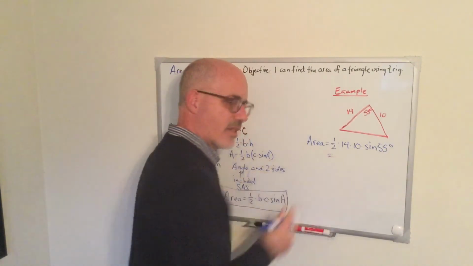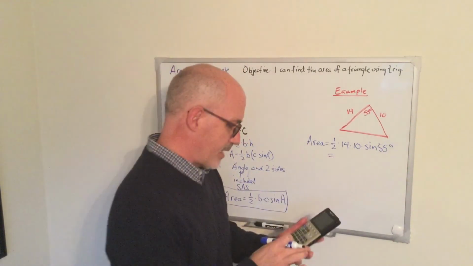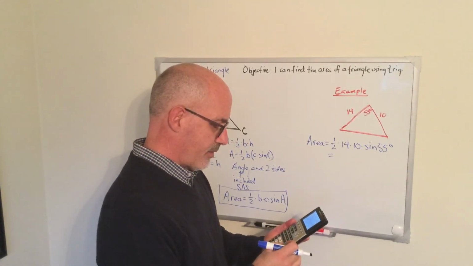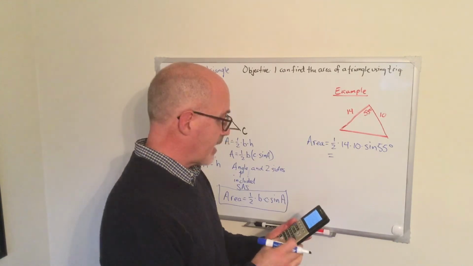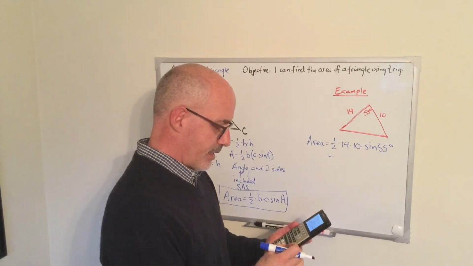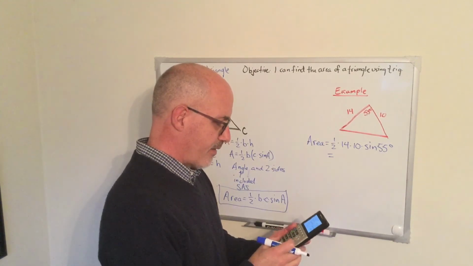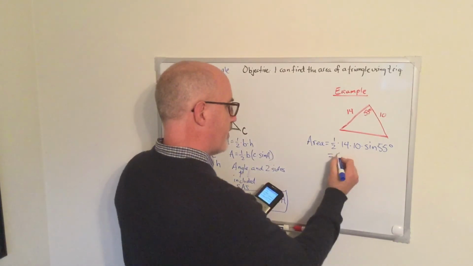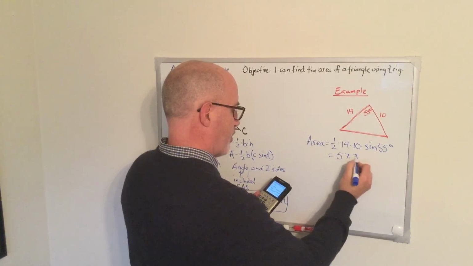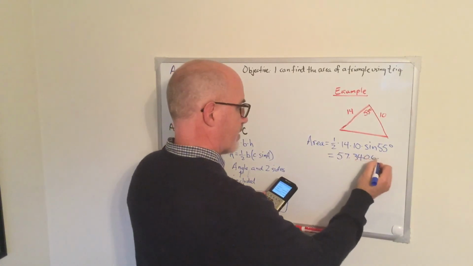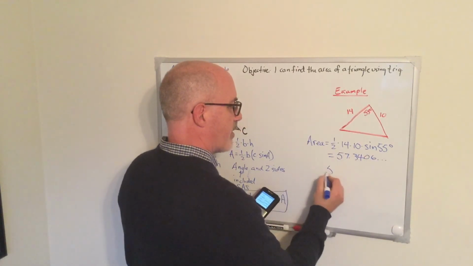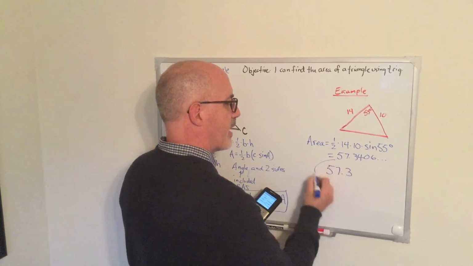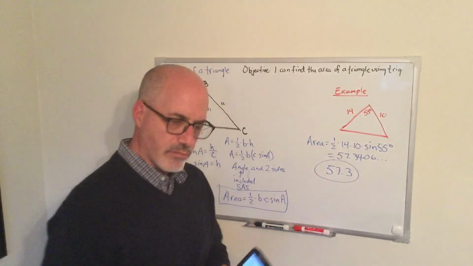Let's go ahead and calculate that. So we get 1/2 times 14 times 10 times sine of 55, and that gives me an area of 57.3406, etc. So I'm going to just round that to one decimal place. 57.3 is my area for that triangle.